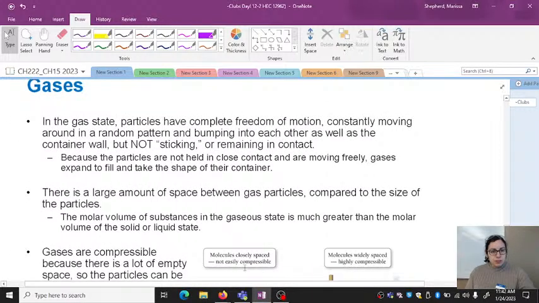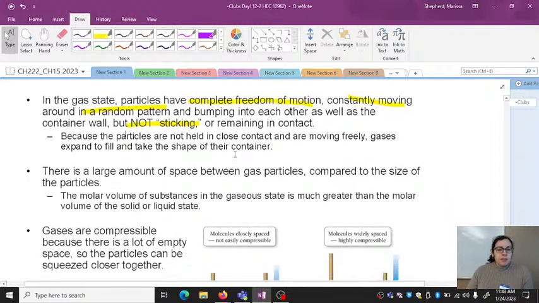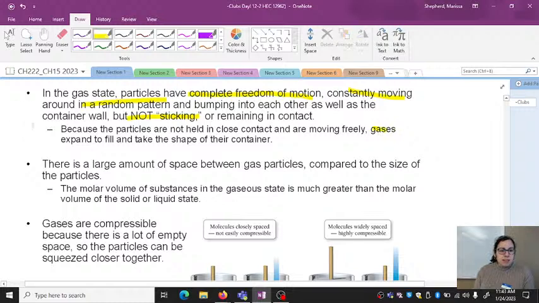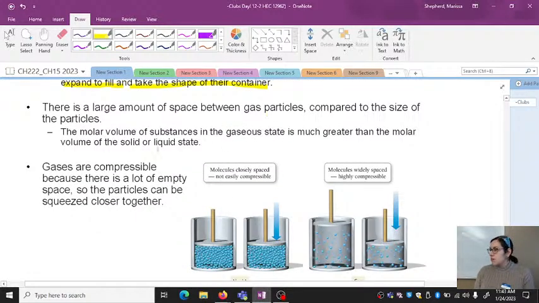So the gases, we just finished our gas law chapter. We said in the gas state, particles essentially have complete freedom of motion. They're just bouncing around, constantly moving. And they were not sticking, so we really didn't account for intermolecular forces. Because of that, gases expand to fill the container and take its shape. There's a large amount of space, so intermolecular forces were negligible for our gases.